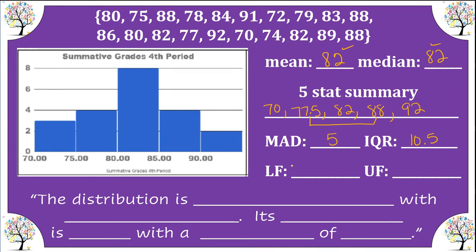The statement I got testing the lower fence was 70 is less than 61.75. That is false. So 70 is not an outlier. Then on the upper fence, my statement was 92 is greater than 103.75. Again, false, so we have no outlier. So the distribution is unimodal and symmetric. So we use the term bell-shaped with no outlier. So bell-shaped goes hand in hand with no outlier.